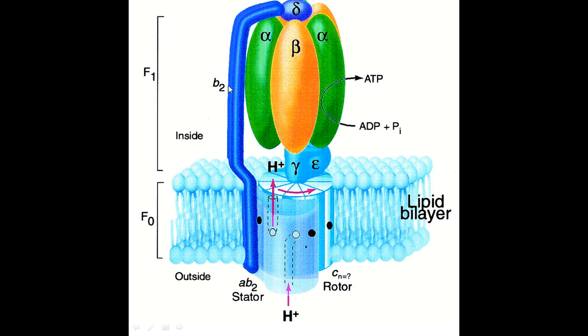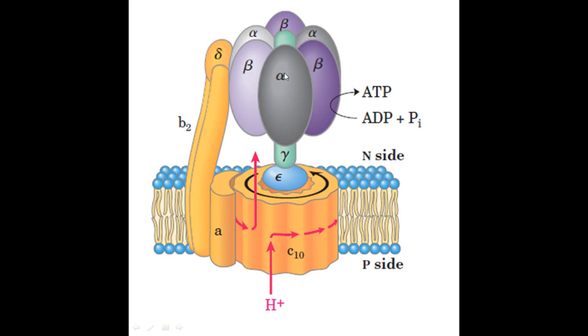The B subunit has two parts, as shown here. The C subunit alone has 10 different subunits. The beta subunit has 3 subunits as shown here.